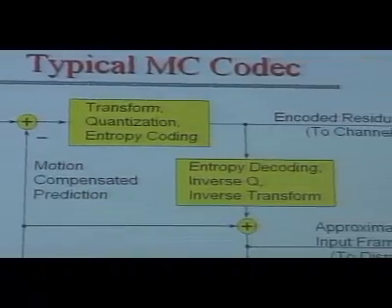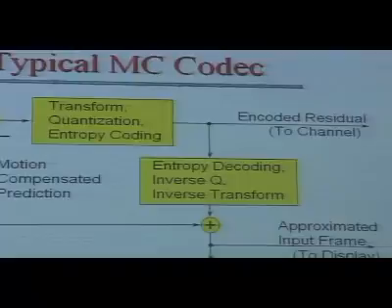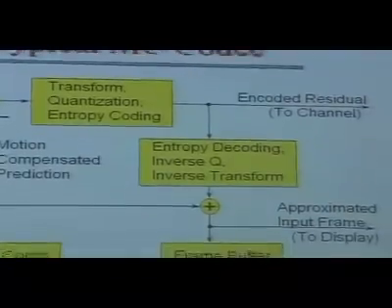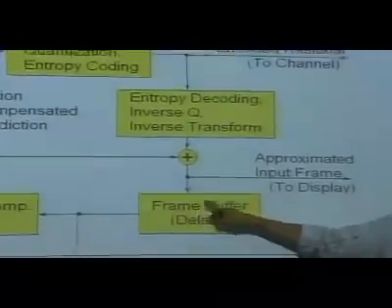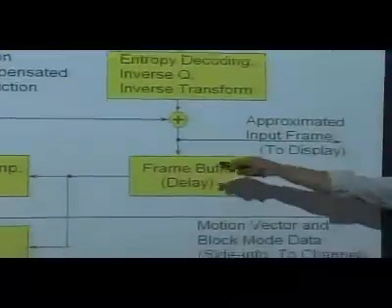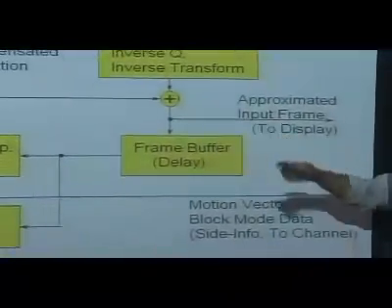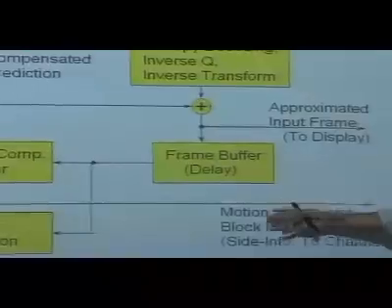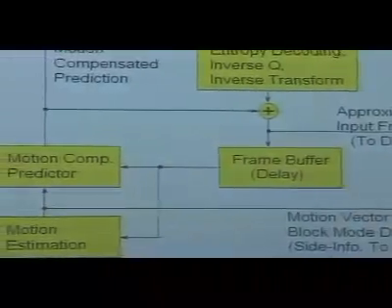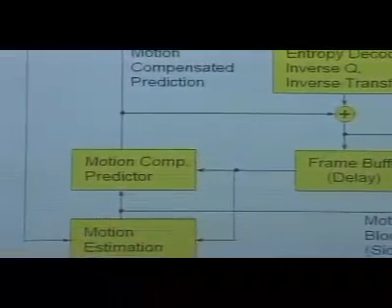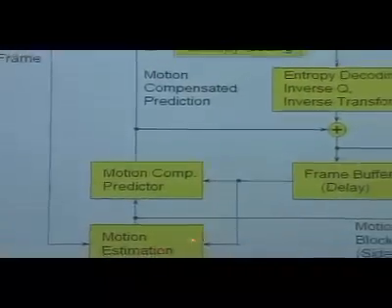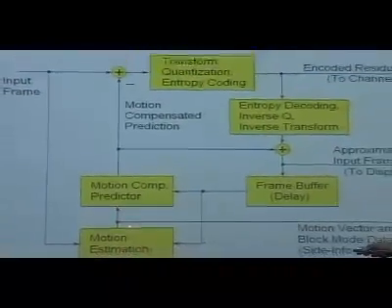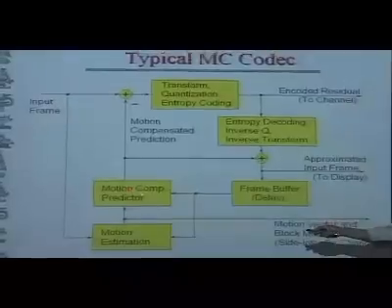Which means what? We do it on the head. This frame delay has the reconstruction, not the previous original frame that you see over here. So we do it on the head. This is why this is called a closed loop codec. We do motion estimation, and the result of the motion estimation will be fed into the motion compensation part.